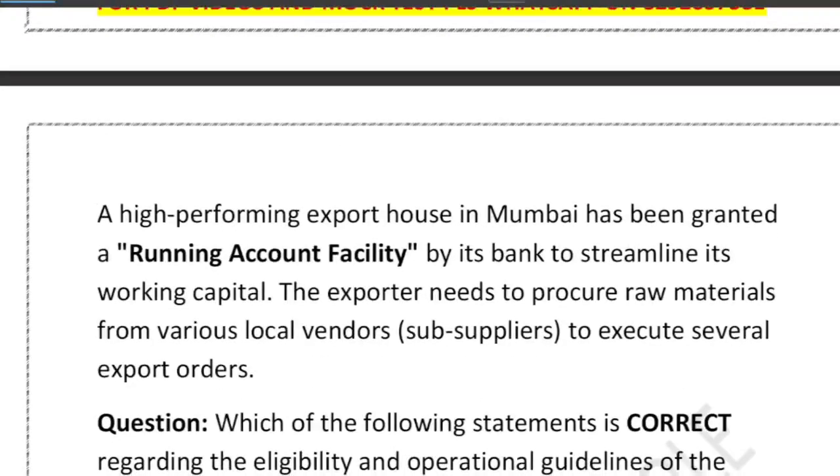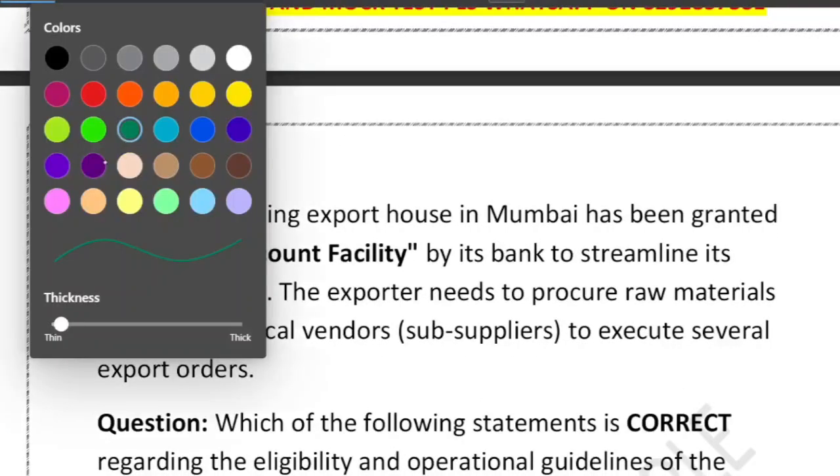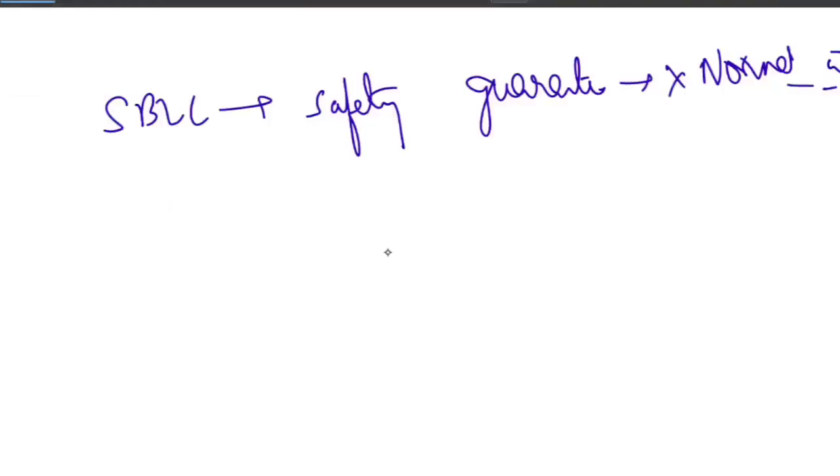So one trick to remember this SBLC concept is like this. Let me write down the trick here. You can remember it like this. SBLC is a kind of standby. It is a kind of standby mode.